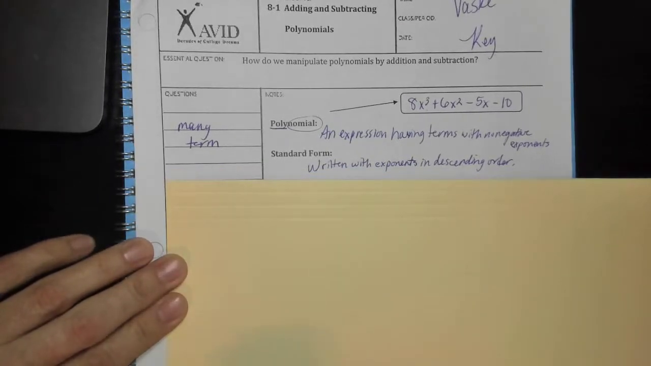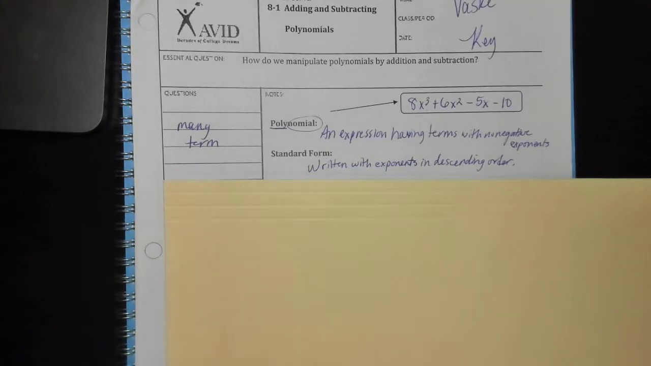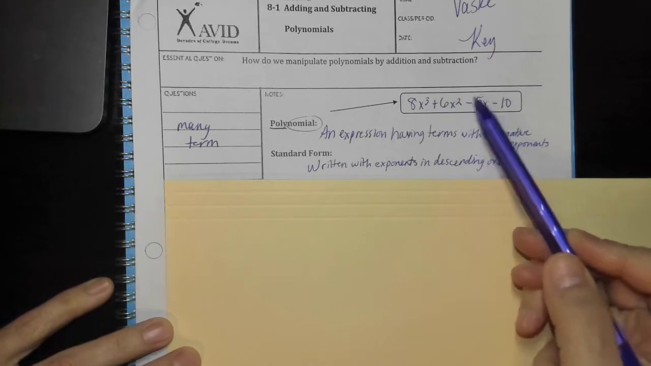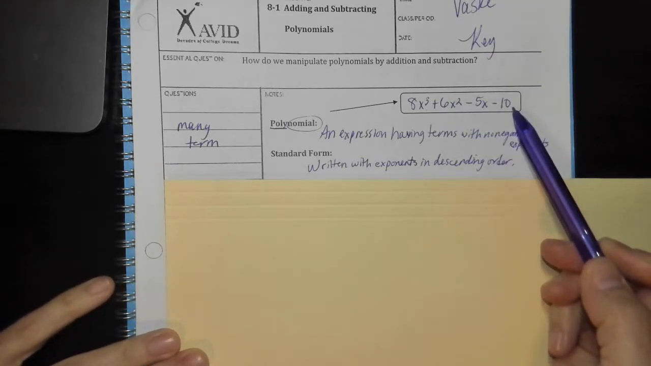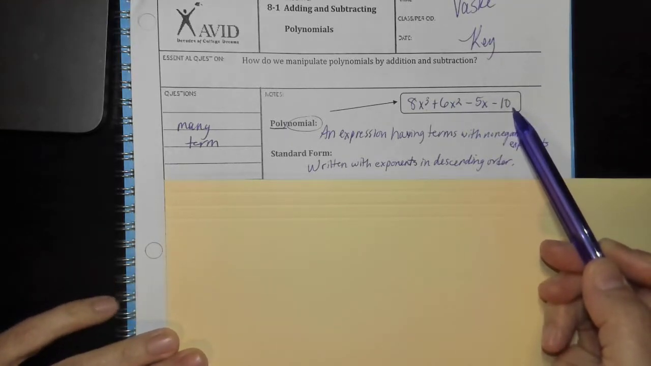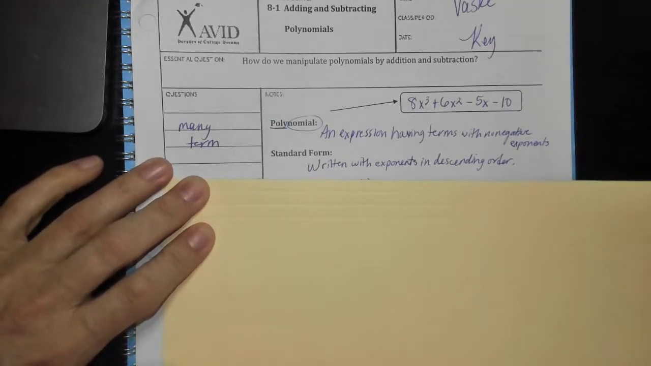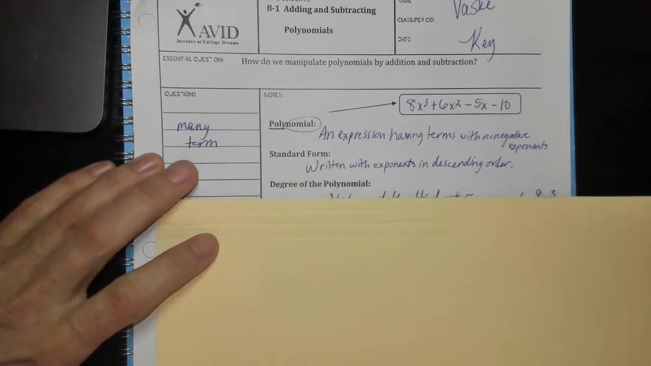Standard form, what does it mean to be in standard form? Your example's in standard form. It means it has to have exponents written in descending order. So we have a third power, second power, this is a first power, and technically this is an x to the 0 power, which is just 1. So we don't have to bother to write it. You will want to write all of your answers in standard form.